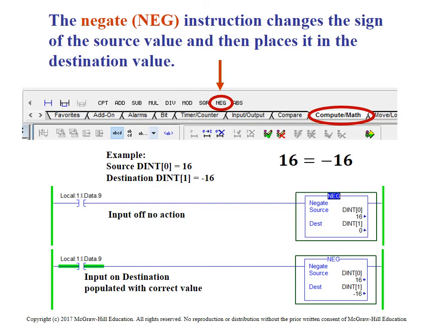So compute math again. Here we got the negative. As you'd anticipate, this just puts a negative sign in front of any value you run through this command. So here, as soon as I close this contact, I had 16 in there, and now it makes it a negative 16. And this works for pretty much all the different registers as well.